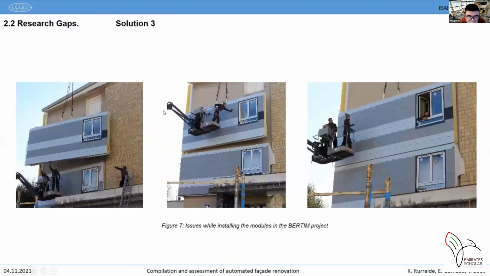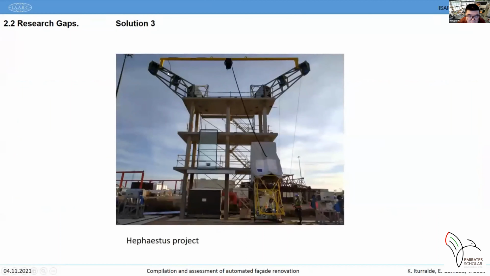Solution 3 focuses on the installation process. The installation process has some problems because, due to wind and other environmental hazards like rain, it's difficult to position the module in its exact position. Therefore, we defined a cable-driven robot for the installation of curtain wall in this case.